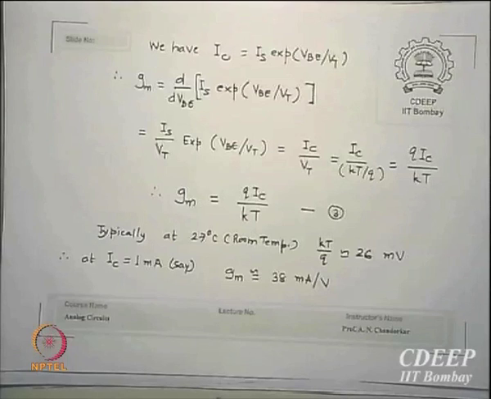And therefore, we cannot play too much with the temperature. On the contrary, we may have worries because temperature will keep rising. And because temperature is rising, your gm will start falling. That means gain will start falling, and that's my major worry. So I must control my temperature as much as possible. Is that clear? That's the worry we have.